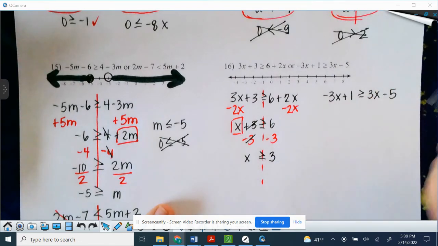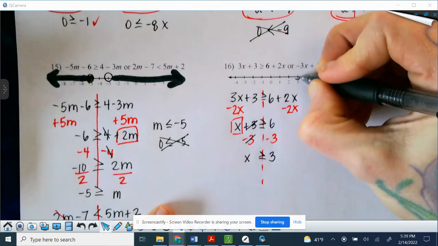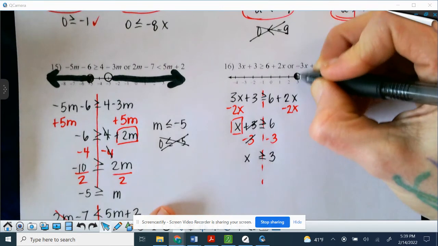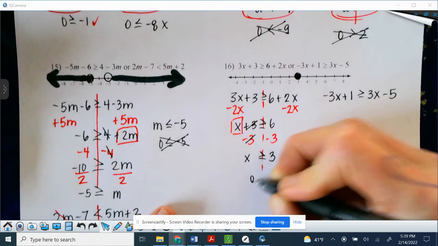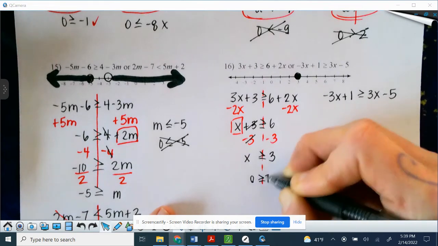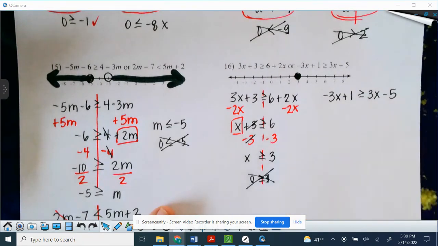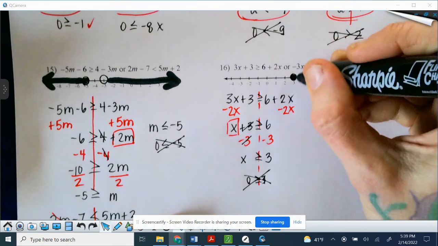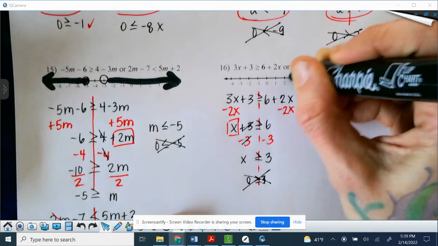I'm going to come up here to positive 3. I know I have a circle there. Come back. I do see that that's equal to, so I'm going to shade that in. If you want to do a test point, 0 greater than or equal to 3. It is not. So we are not going to shade towards 0. We are going to shade the other direction. And that is a closed circle at 3.